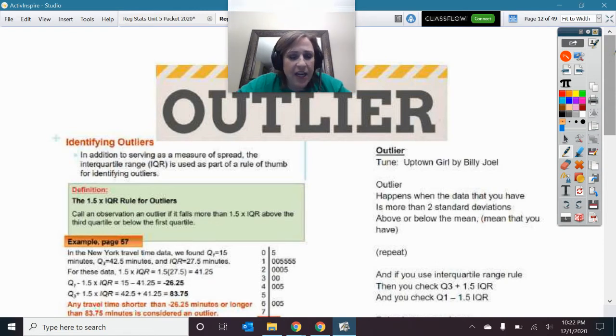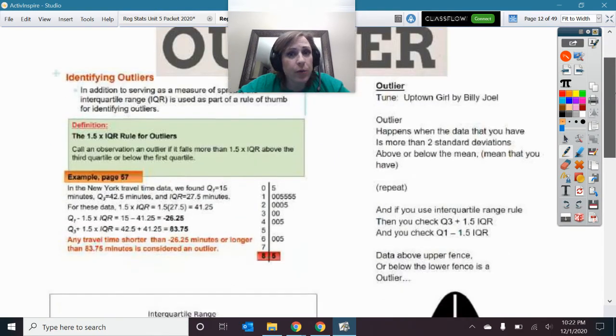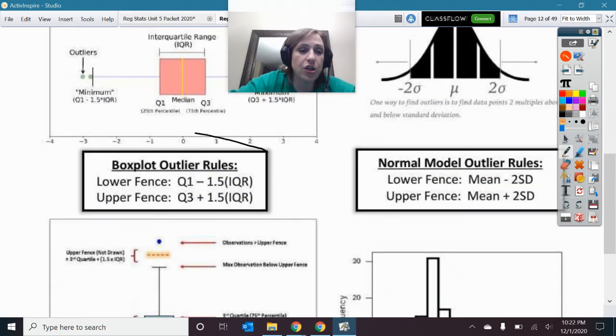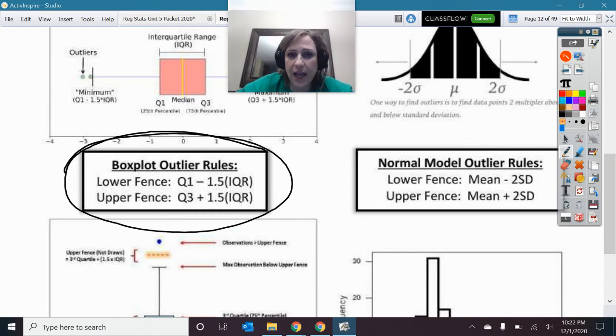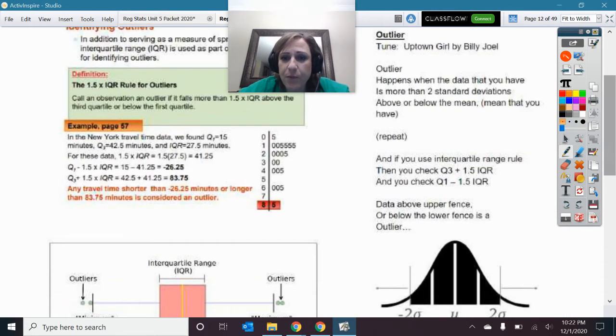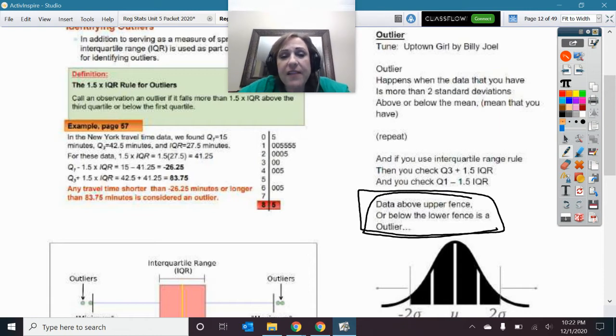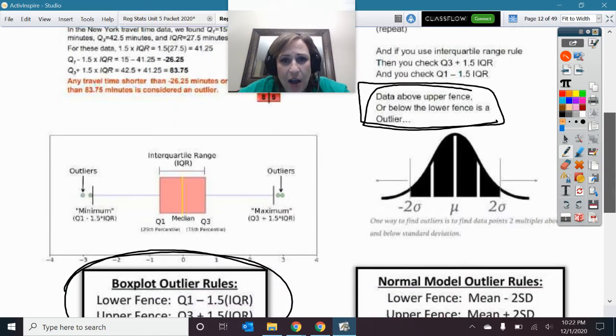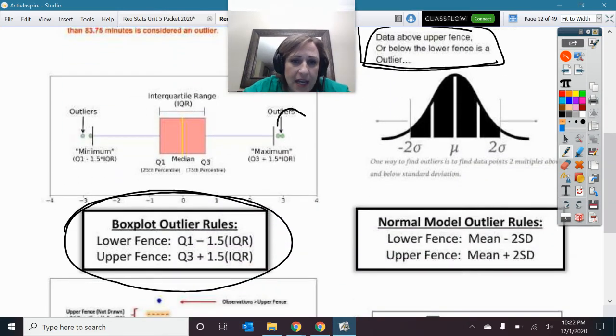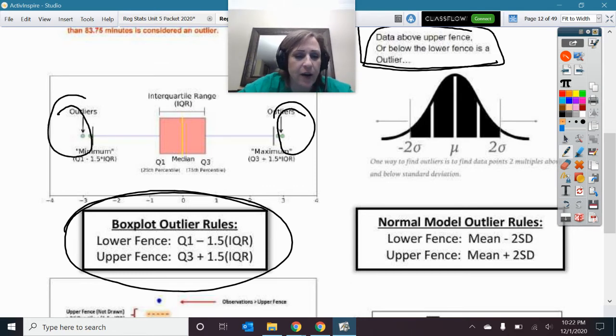Okay, outliers. So we know there's outliers. There are two different rules for the outliers. You already know this one here. You know the box plot outlier rules. And then you know that when you have data, this is important, data above the upper fence or data below the lower fence is an outlier. Okay, so data above the upper fence or data below the lower fence is an outlier. All right, you're familiar with that IQR rule.